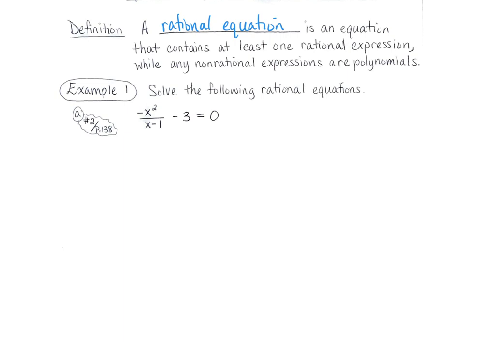So example 1. Solve the following rational equations. Part A, we have negative x squared over x minus 1 minus 3 equals 0. So right now, we want to solve this for x. Our goal is to solve the following rational equation. So in order to do that, we need to solve for x. So this x minus 1 is in the denominator. There are a few ways we can go about doing this. I'm going to choose to eliminate the rational expression, which means we want to multiply each part by what?